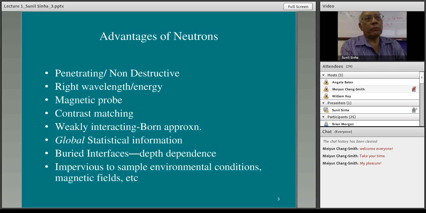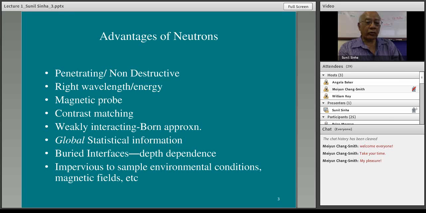So first of all, let me discuss the advantages of neutrons. In the first place, they are penetrating probes. They have far less absorption by materials than, for instance, X-rays, unless you get really high energy X-rays. You have to get up to 100 kilovolt X-ray beams to get comparable penetration as you get with neutron beams. They are very non-destructive. They are low energy thermal neutrons, so they don't produce any radiation damage on the material. This is particularly important for soft materials.